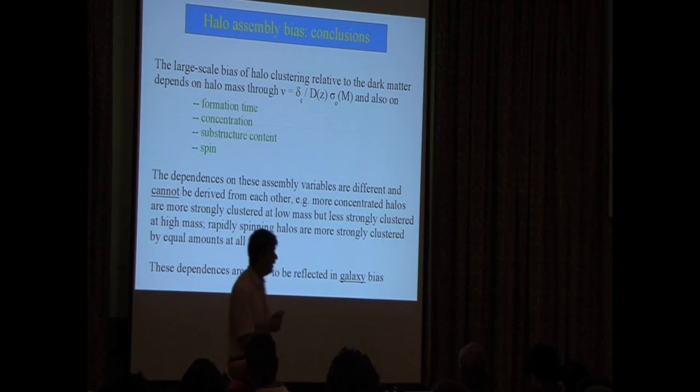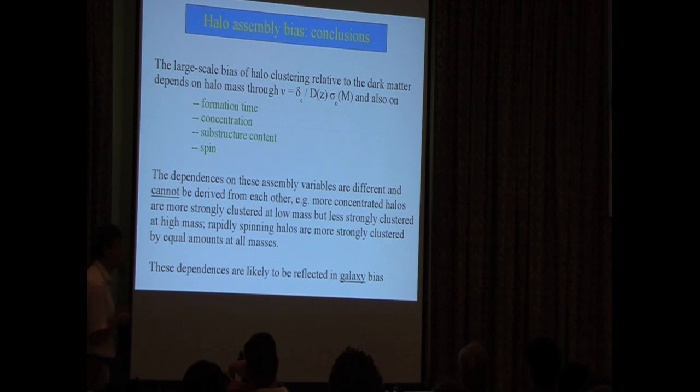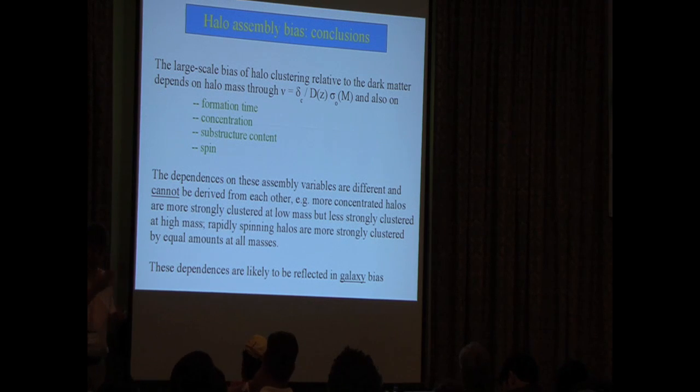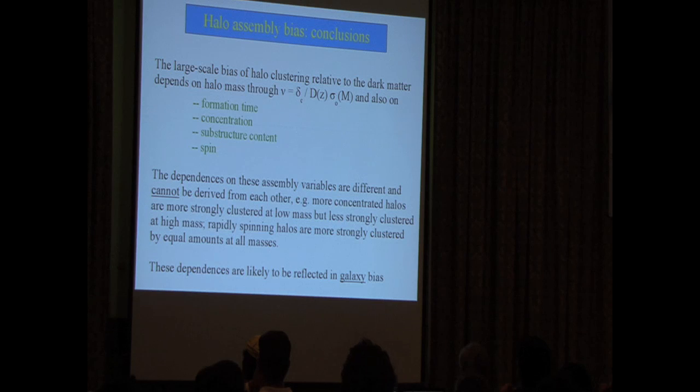So the conclusions from this part, which looks like as far as I get today, so this is good because now my 2 lectures are already stretched to 3. So the large-scale bias of the halo clustering relative to the dark matter. So the bias is measured relative to the dark matter. Right? So all these things I'm saying, it's more strongly clustered, less strongly clustered. That was relative to how strongly clustered the dark matter was.